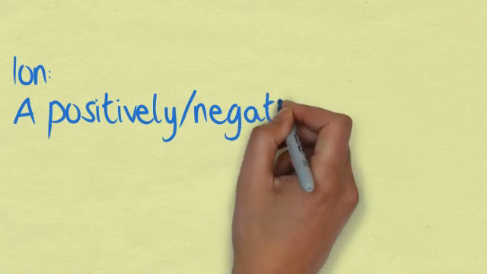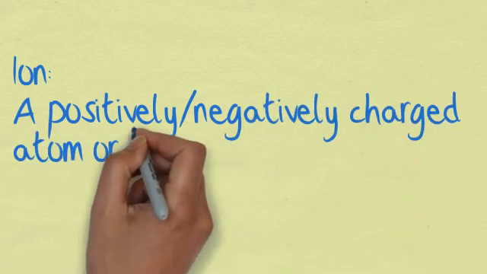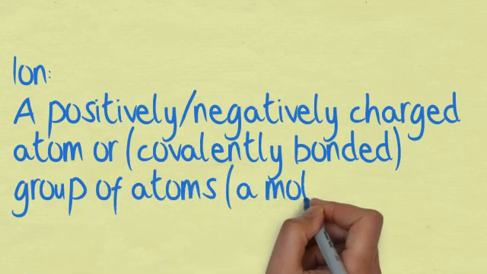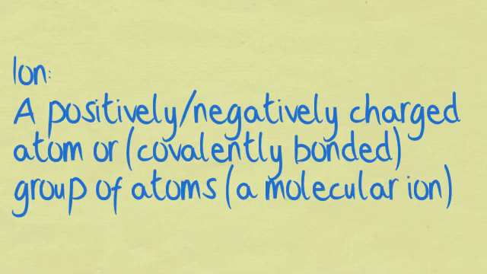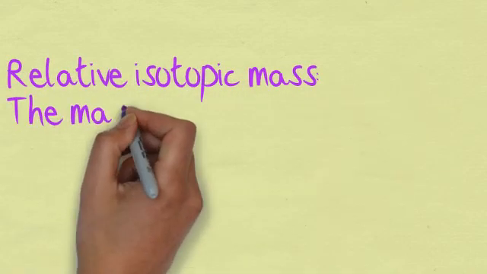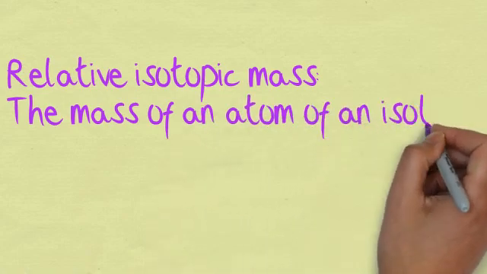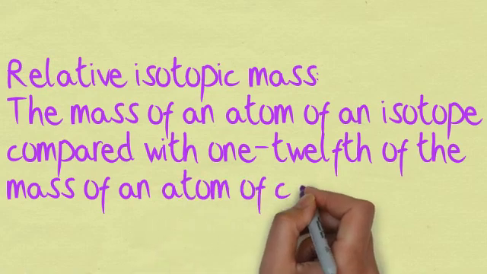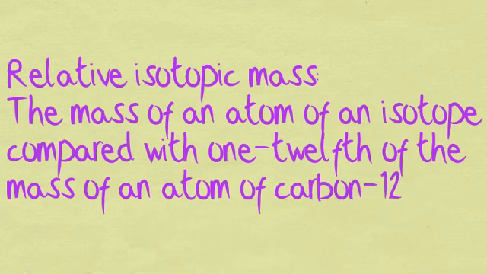An ion is a positive or negatively charged atom, or it can be a covalently bonded group of atoms, which is called a molecular ion. Relative isotopic mass is the mass of an atom of an isotope compared with 1/12 of the mass of an atom of carbon-12.